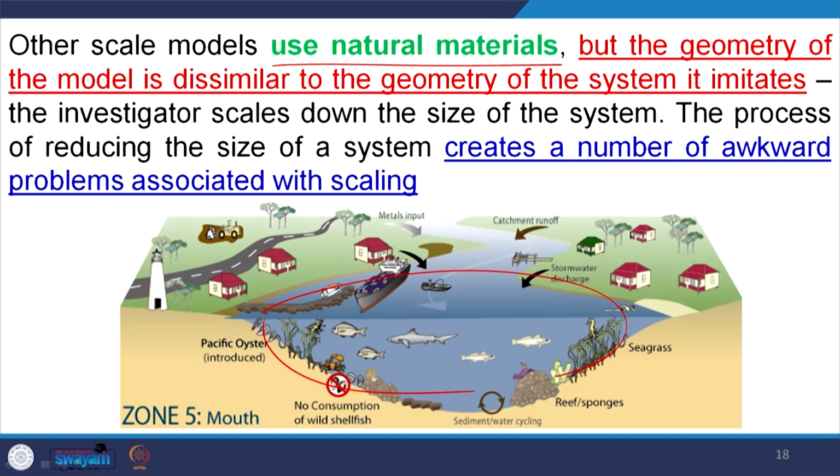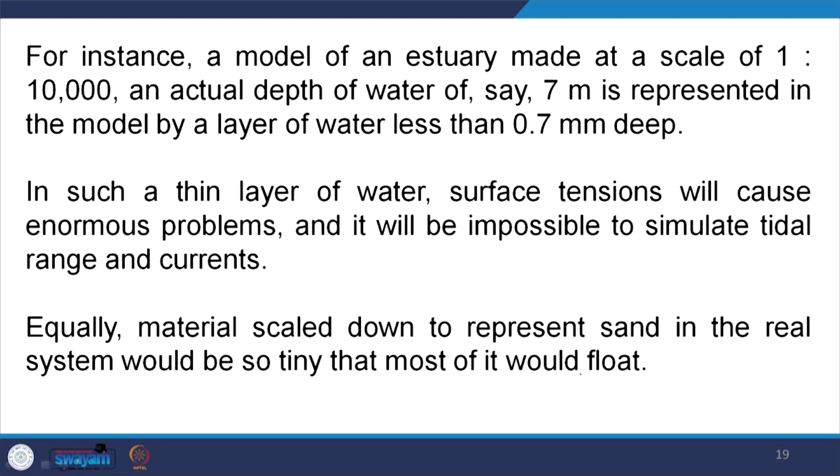So, that means choosing the material for geomorphic modeling is also important. So, that is why we use identical material, but not the natural material as it is. The same thing we have discussed. For instance, in a model of an estuary made at a scale of 1:10,000, an actual water depth of 7 meter is represented in the model by a layer of water 0.7 mm deep.